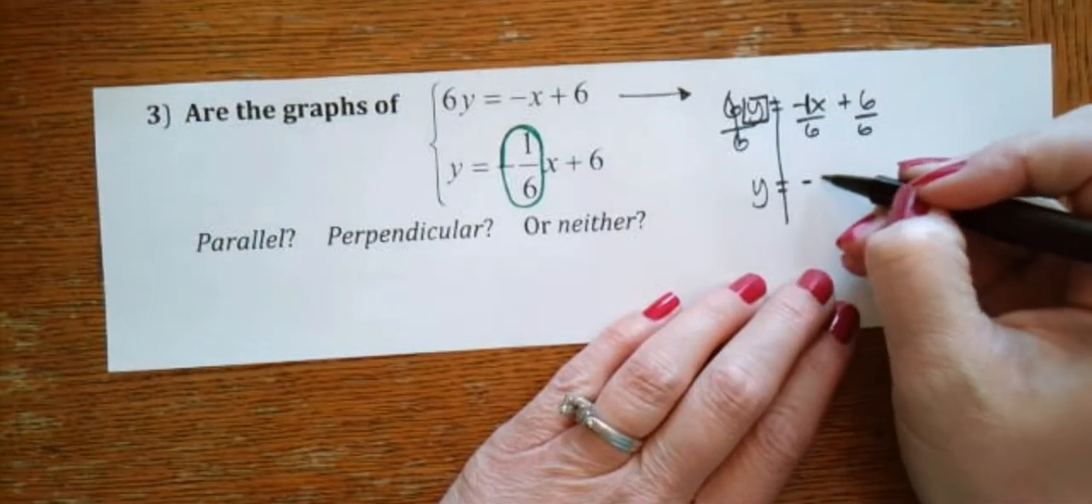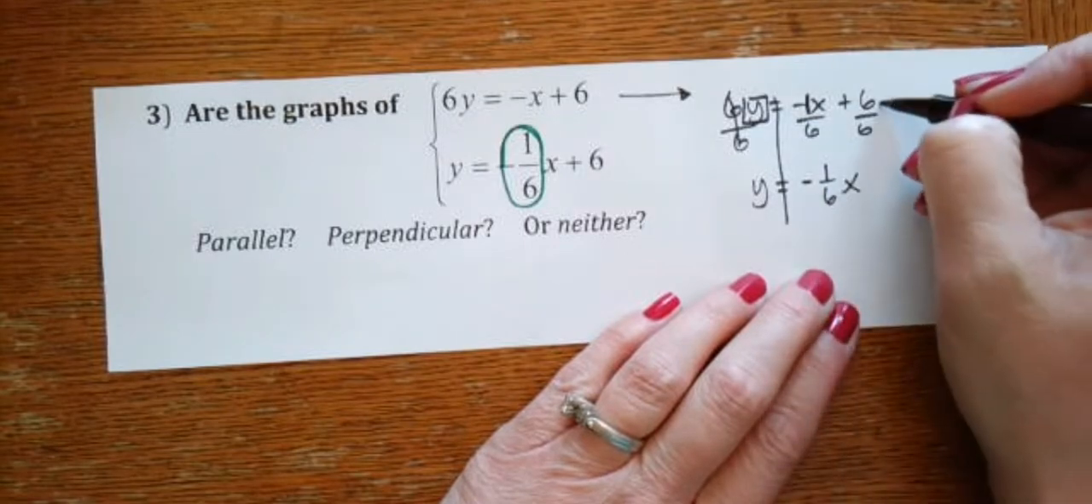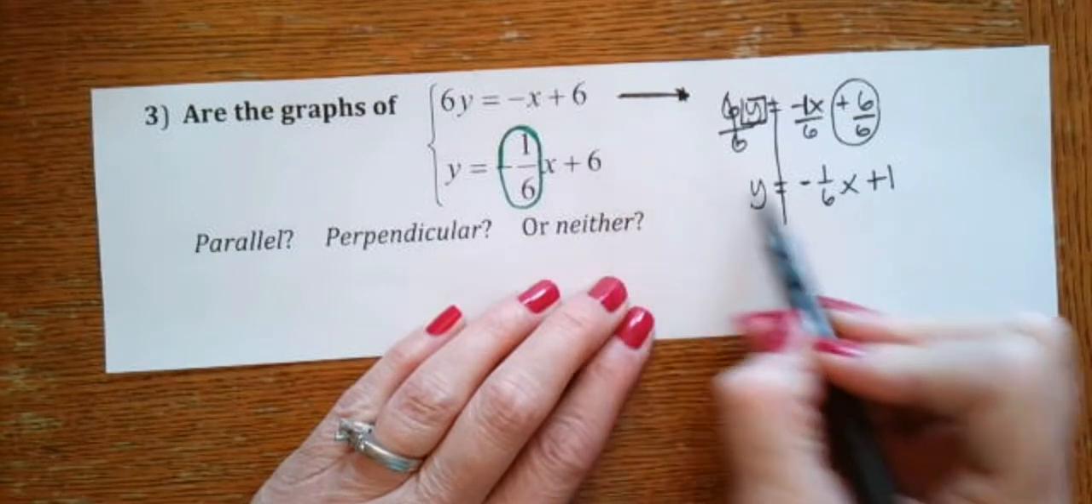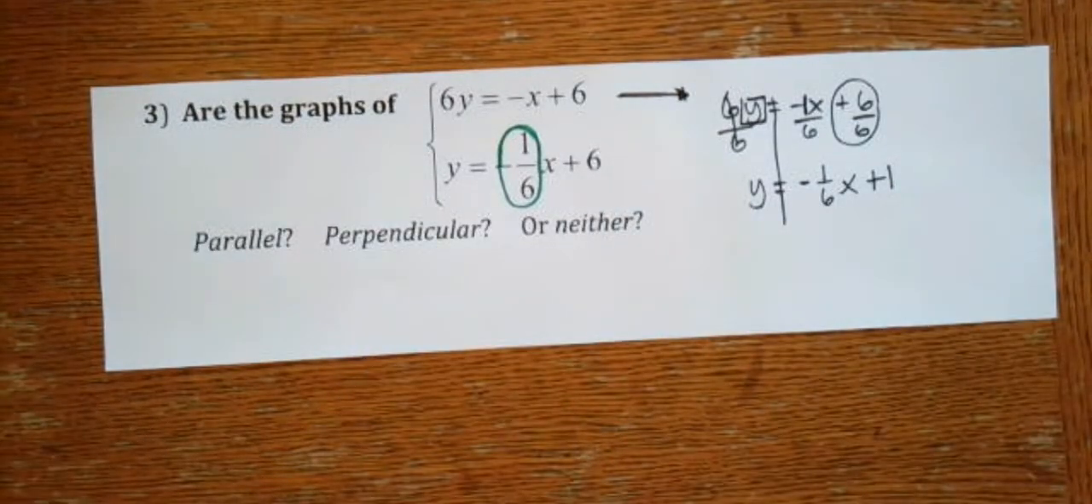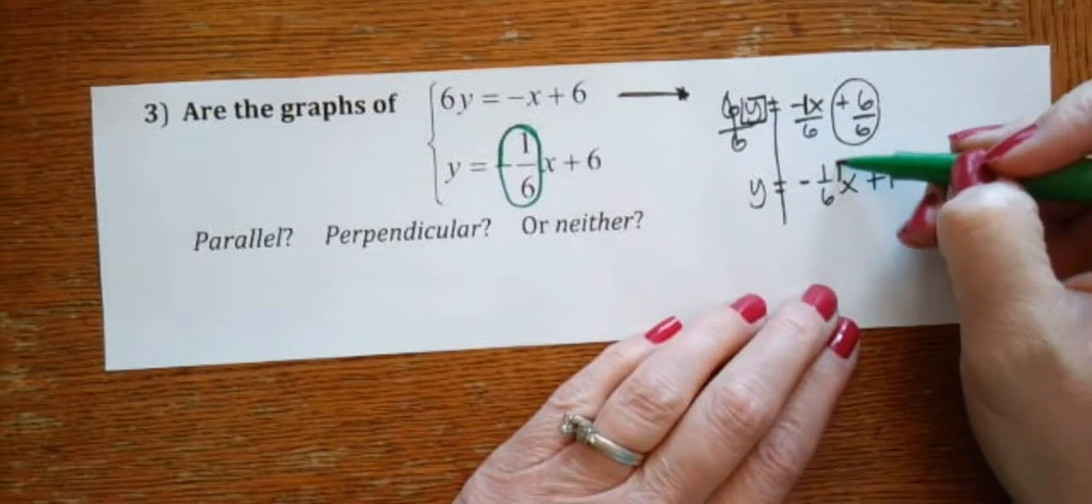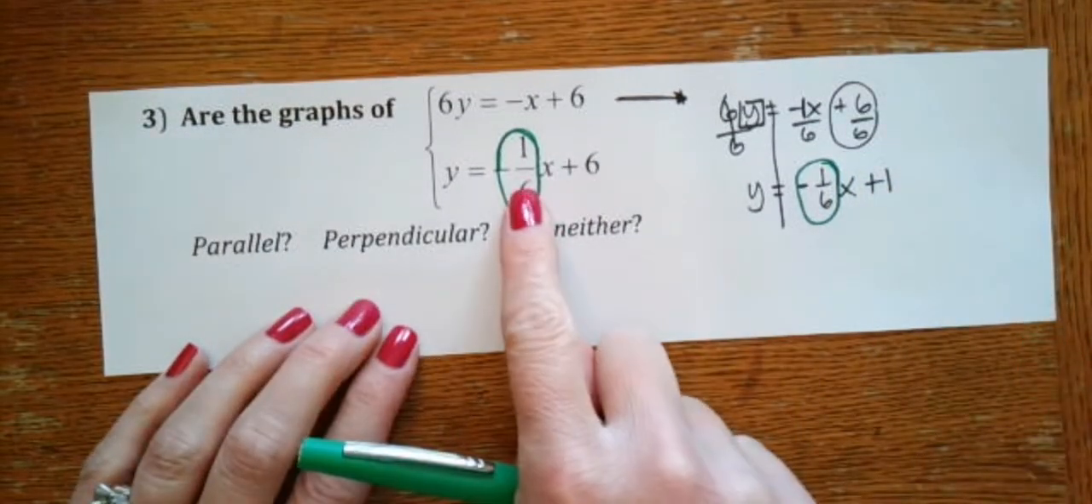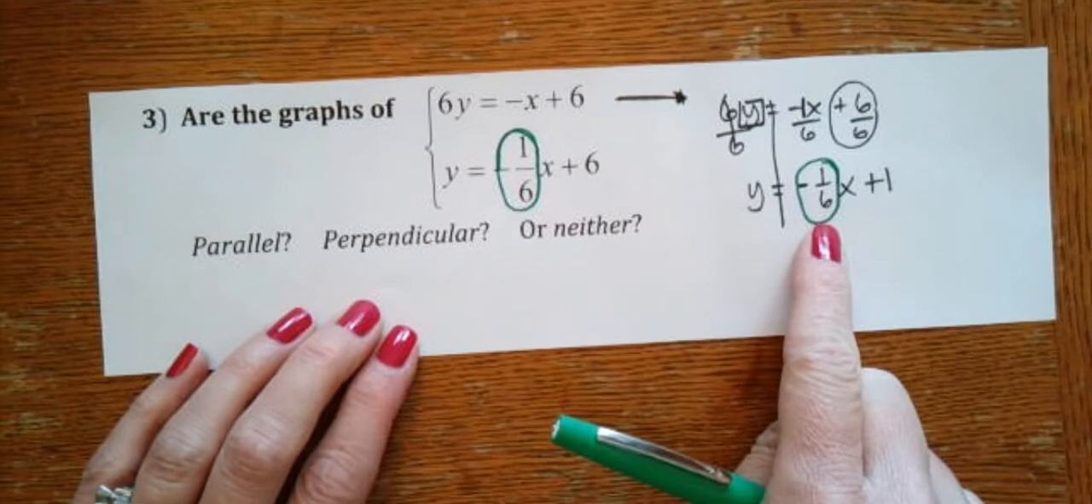And so my slope is negative 1/6 x, and the intercept is positive 1. Okay, so I just took what they gave me and converted it. So now I can see the slope really nicely is negative 1/6. All right, well, this slope is negative 1/6, and this slope is negative 1/6.